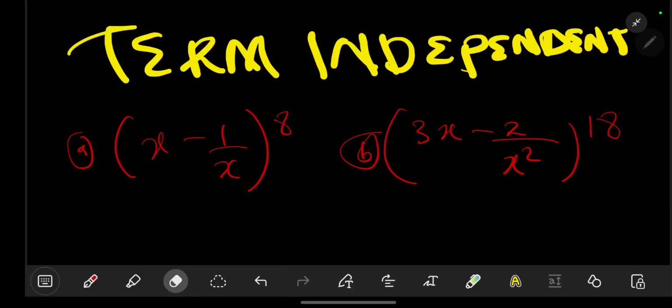So here today we are going to be looking at the term independent of x. So now how do we go about that one?